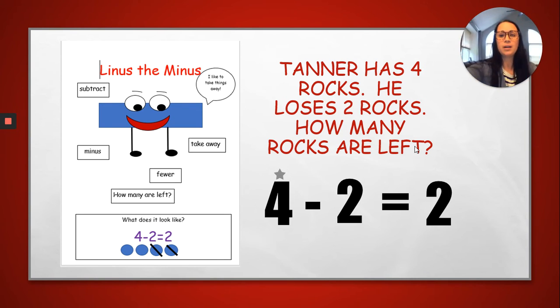So now let's read our number sentence again. 4 minus 2 equals 2. And again, we could also say that as 4 take away 2 equals 2. Awesome job. All right, let's look at another one.